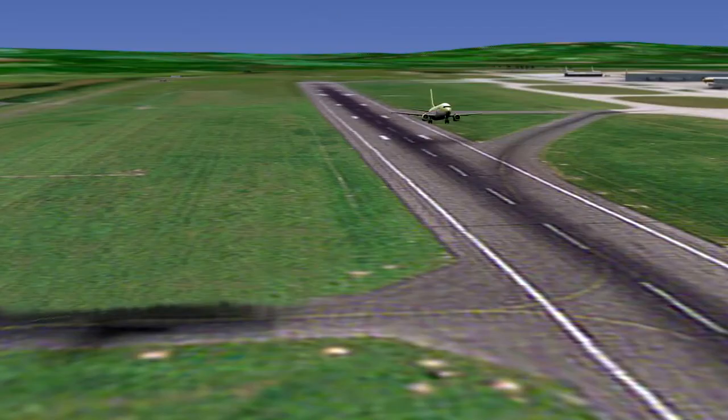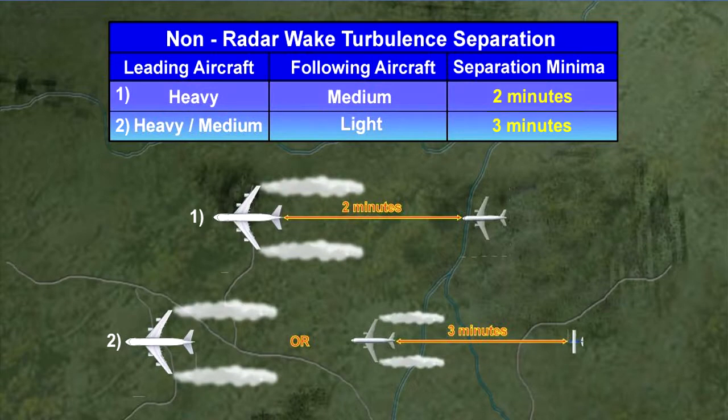The approach to land is a particularly important phase of flight, so we will now discuss the wake turbulence separation minima that will be applied to arriving aircraft. Remember, there are 2 types of wake turbulence separation. One procedural, being non-radar and based on time, and one based on the aircraft being under radar control, and thus based on distance. For non-radar separation, medium category aircraft, following a heavy category aircraft, must maintain 2 minutes separation minima. Light category aircraft, following a medium or heavy category aircraft, must maintain 3 minutes separation minima.